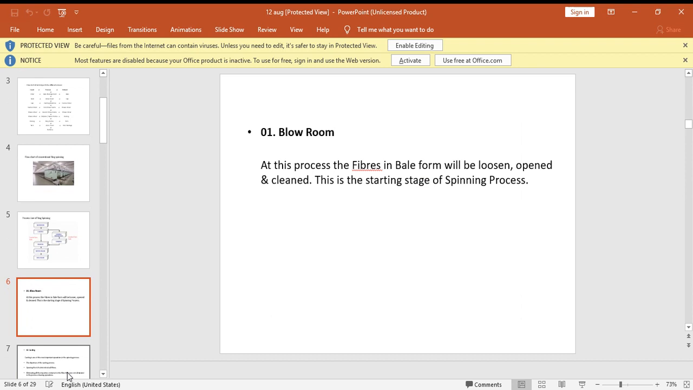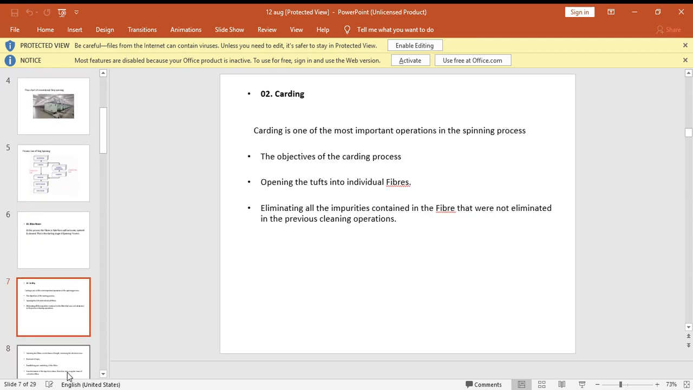In each stage, we are going to learn the objectives. So, blow room. At this process, the fibers in bale form will be loosened, opened, and cleaned. This is the starting stage of the spinning process.